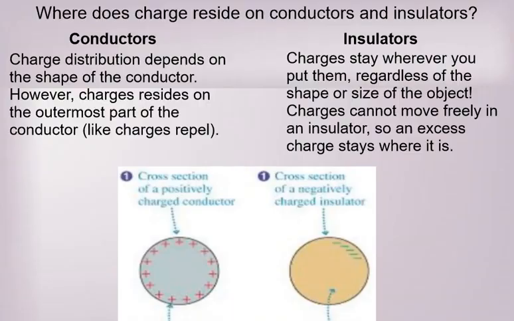So again, with conductors, charges are going to move where they feel a force. And so the charge distribution on a conductor is going to depend on the shape of the conductor, but it's going to reside on the outermost part of the conductor, because then the charges can get as far away from each other as they can. Whereas an insulator can become charged, but that excess charge will stay where it is.